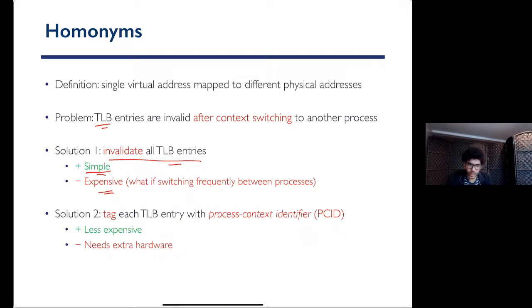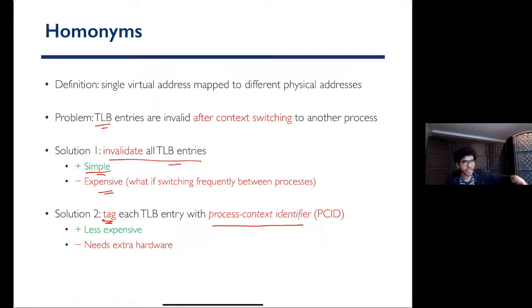An alternative to this is to use a tag. I can use the process ID. It actually has a different name: process context identification. But basically it is the PID, a unique ID for each process. I can tag my virtual addresses with this process ID. It's very similar to the tagging that we talked about in caches. So I tag each address with the process ID.